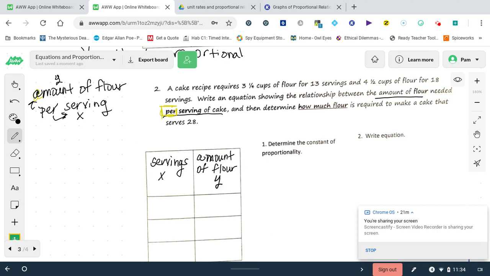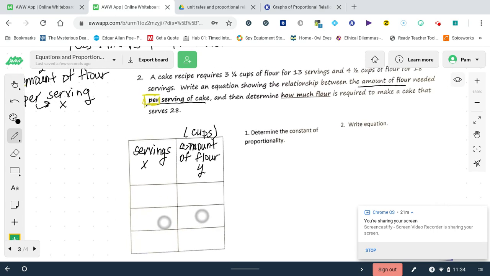That's your Y. Some people are just going to put, instead of amount of flour, cups. Okay, it's like cups of flour. All right, now let's fill in the table. So 3 1/4 cups of flour for 13 servings. So 13, 3 1/4.